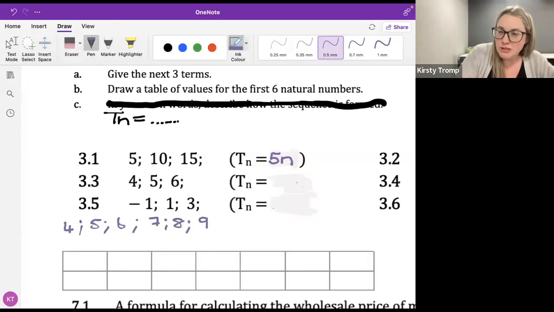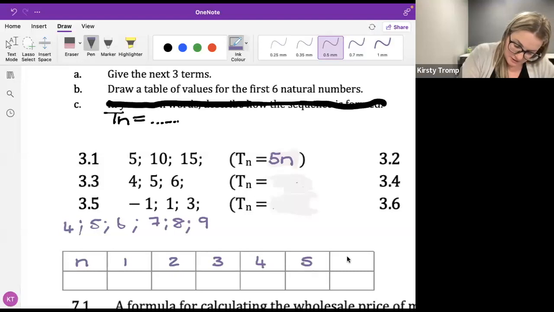Okay, let's do the table together. What needs to be in the top? "Ma'am, first it's n, and then 1, 2, 3, 4, 5, 6." Good. Well done. On the bottom? "Ma'am, on the bottom is TN, 4, 5, 6, 7, 8, and 9." Well done.